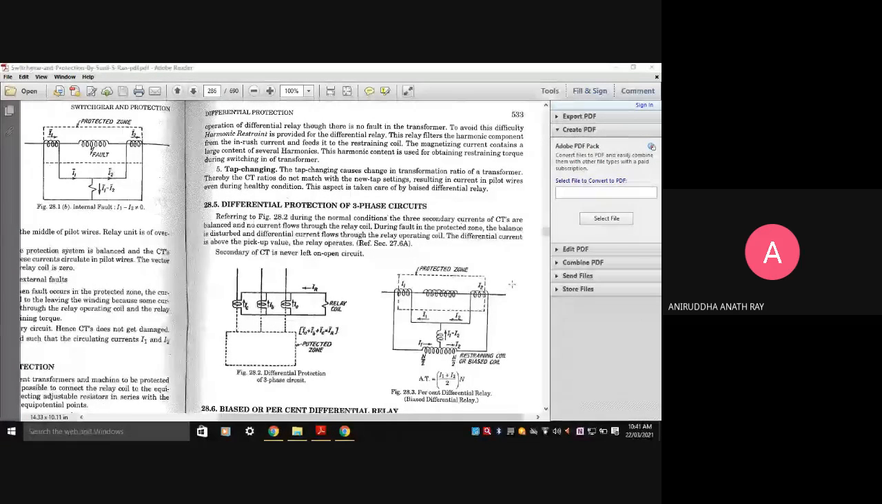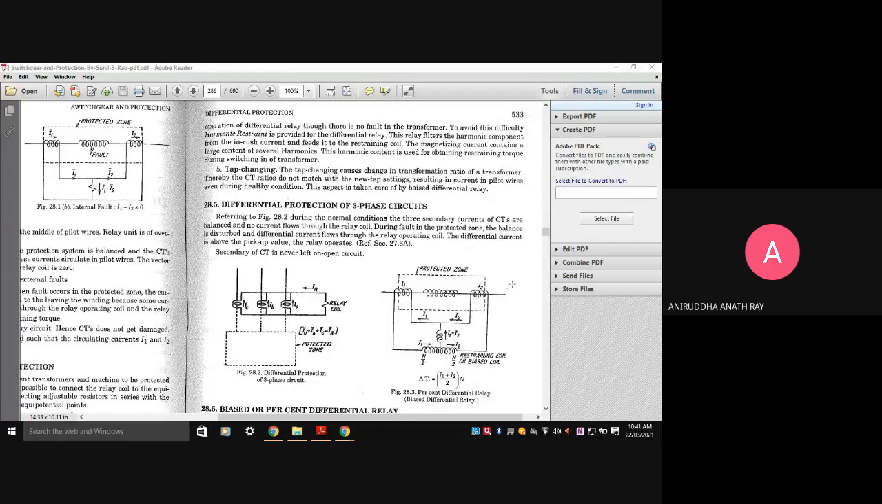Why is the differential relay operating? Because the relay senses a large current. The inrush of magnetizing current when the transformer is connected to supply is causing the operation of the differential relay, even though there is no fault in the transformer. To avoid this difficulty, harmonic restraint is provided for the differential relay. This relay filters the harmonic component from the inrush current.